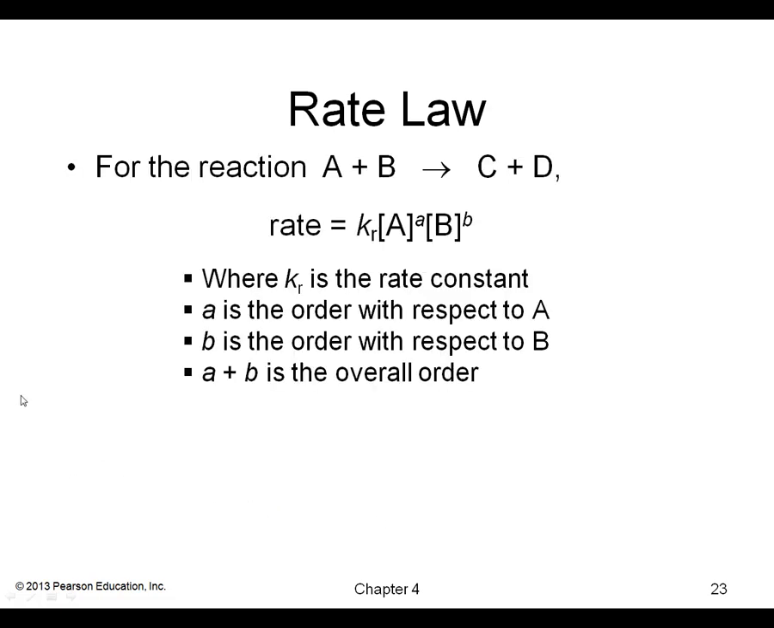In this case, we have a hypothetical reaction of A plus B going to C plus D. So the rate law will be k, which is the rate constant, times the concentration of A times the concentration of B. Then you have the exponents on both of these, which are called the order with respect to their particular concentrations. And remember, the sum of those exponents is what's called the overall order.